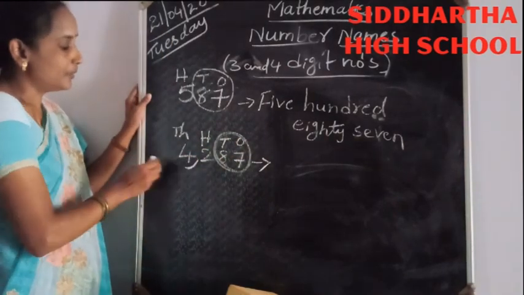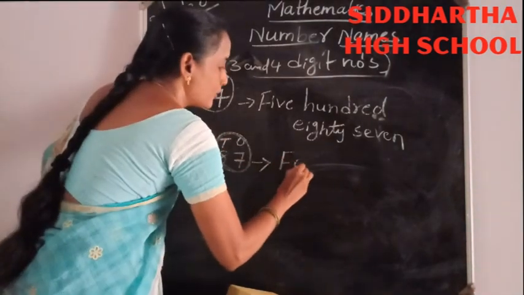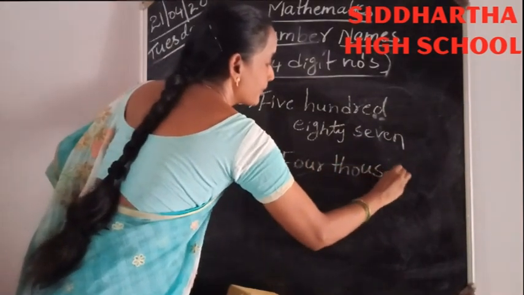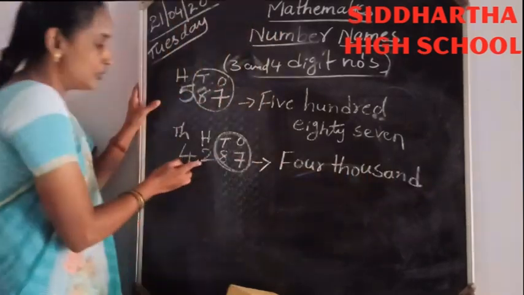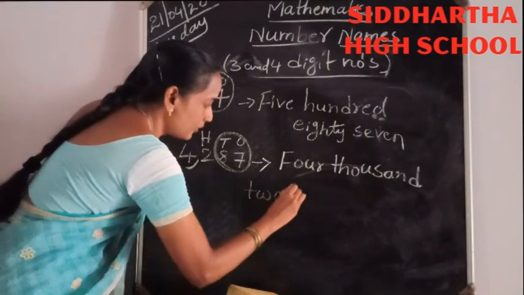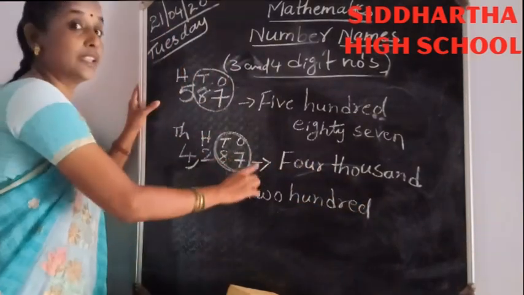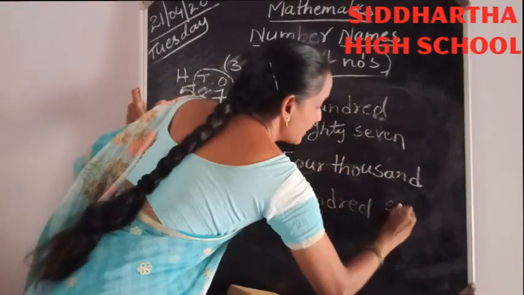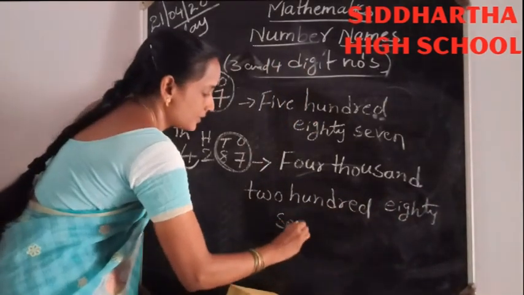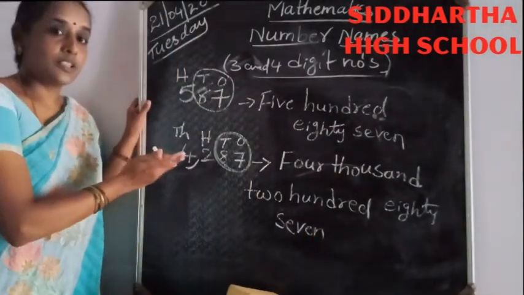Now 4 is in which place? 4 is in thousands place, so you can write 4,000. 2 is in which place, children? 2 is in hundreds place. 287, to read it combinedly. 87. In this way to read the numbers.